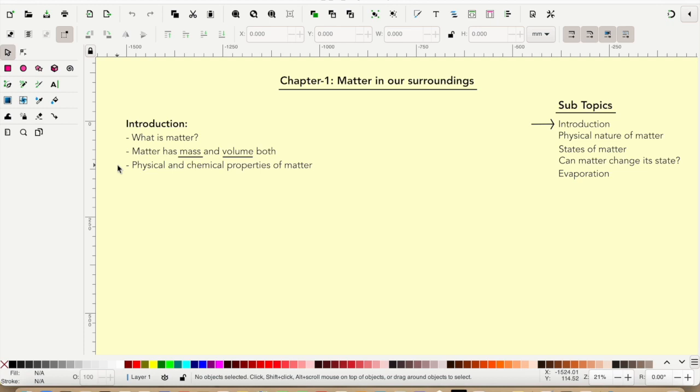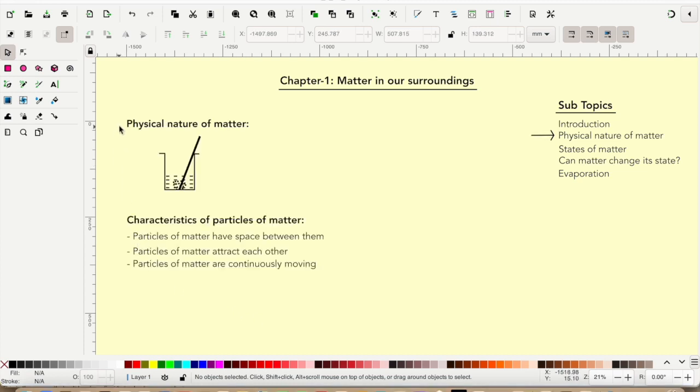Matter is classified based on its physical and chemical properties. In this chapter, we will learn about matter based on its physical properties. Now let us talk about physical nature of matter. Earlier there were two beliefs. First, matter is continuous like a piece of wood, and the second, matter is made of particles like sand.